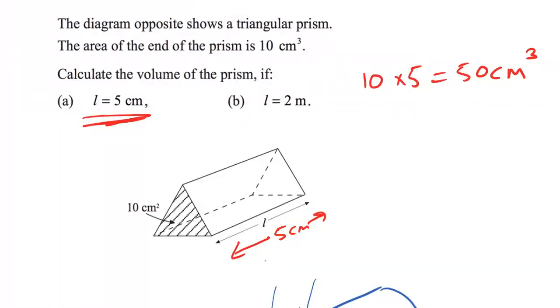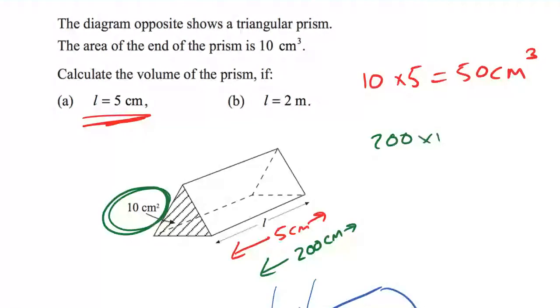In the second example, this time it's 2 meters. So we've got a slight problem here because this length is in meters, but our original area is in centimeters squared. Now, we can't have one thing in centimeters squared and one thing in meters. So let's change our 2 meters to its centimeter equivalent, which is 200 centimeters. And now we can do this. 200 multiplied by 10 is 2,000. So we've got 2,000 centimeters cubed.